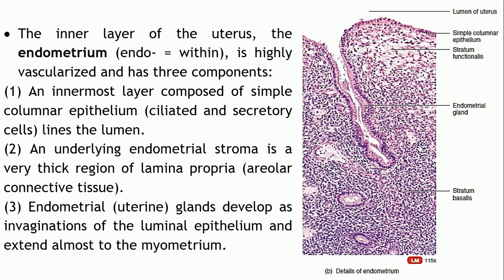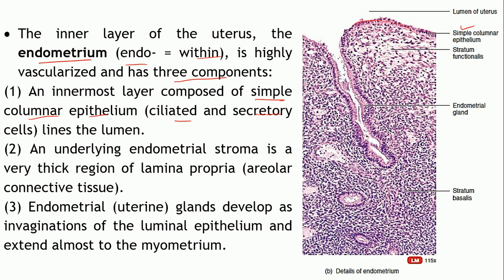Then coming to the 3rd layer, the innermost layer of the uterus, known as the endometrium. Endo means within. This is a highly vascularized layer and it has 3 components. The innermost layer comprises simple columnar epithelium. So the lumen of the uterus is lined by simple columnar epithelium. These are ciliated as well as secretory cells, so they secrete certain secretions and they have cilia on them.